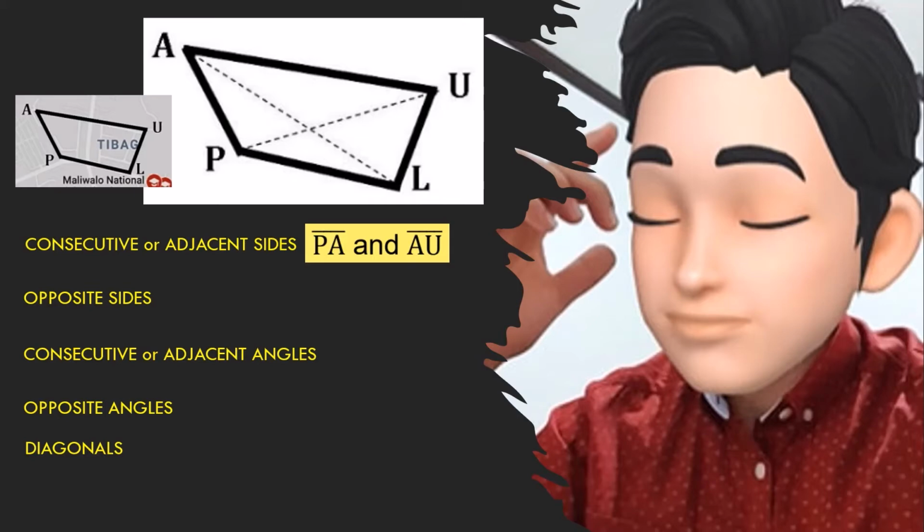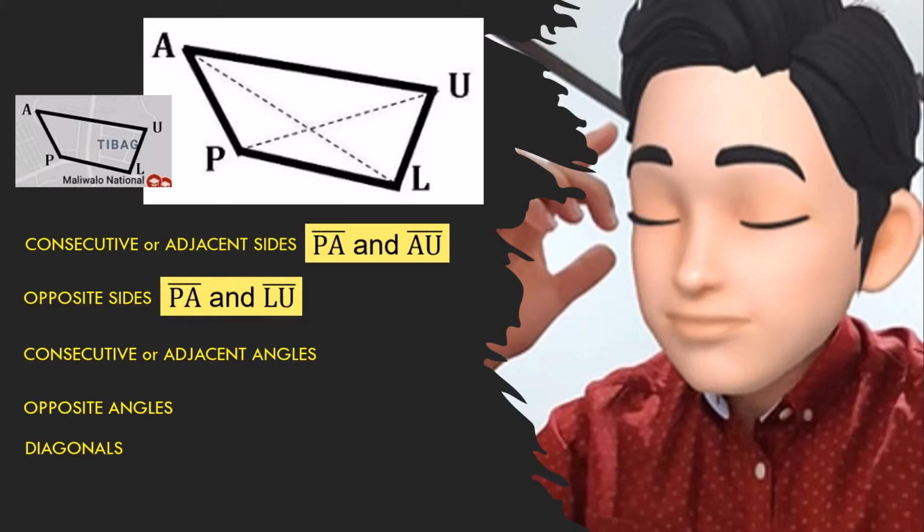Next, opposite sides. These are two sides with no common vertex. Here, our opposite sides are side PA and side LU. You may also write side AU and side PL. Next, consecutive or adjacent angles. These are two angles with common side.